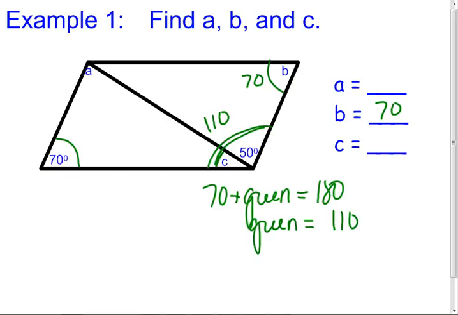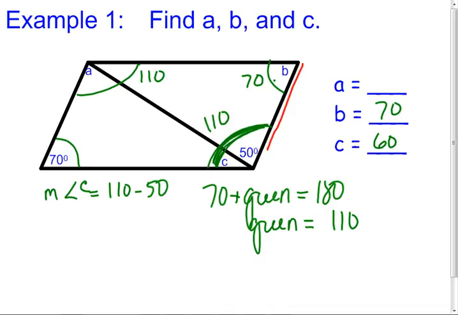Well, you take 110, the measure of angle C is equal to 110 minus 50. I know some of you don't like the vocab, but I really have to be talking on the same page. This is 70. Then this is 110. This big green angle is 110, because these are supplementary. Then this is also 110, right? And C is 60.